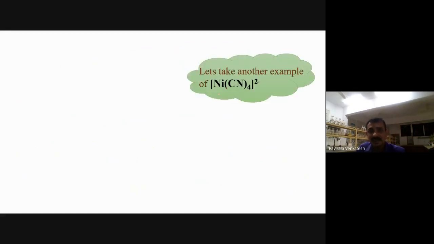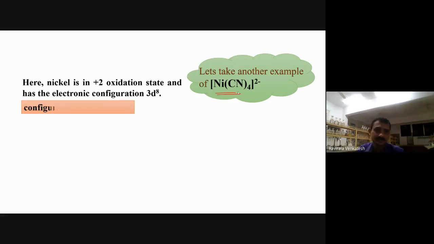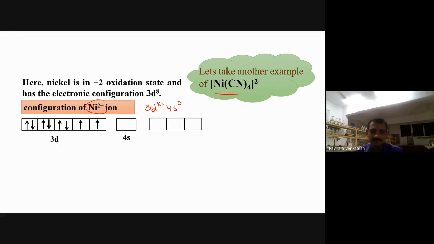Now let me take nickel tetracyano. If you observe, again it is nickel plus 2 only, so directly you can take nickel plus 2. The configuration will be 3d8 and 4s0. Now observe: in the previous case, the two electrons present here were shifted like this. But here we don't have any electrons in 4s, because it is nickel plus 2 oxidation state, so 4s0.